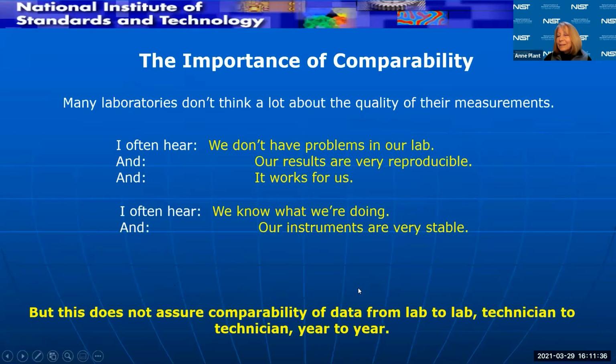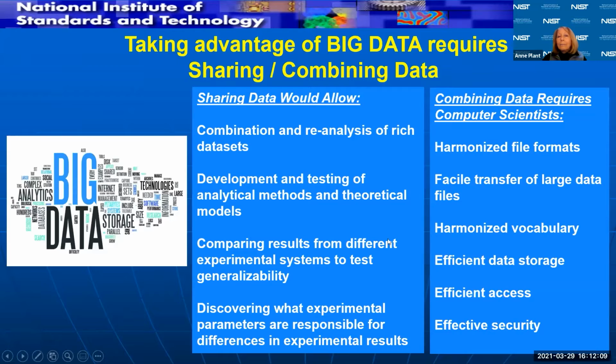This idea of comparability isn't so big in academia. A lot of academics don't really have that pressure, and so a lot of people have different thoughts about the need for comparability. And they don't necessarily think as deeply as they might about the quality of their measurements. So, statements like, this process works for us, and our results are very reproducible, and our instruments are stable, and we know what we're doing. You hear a lot of stuff like that, but that's not really the point, right?